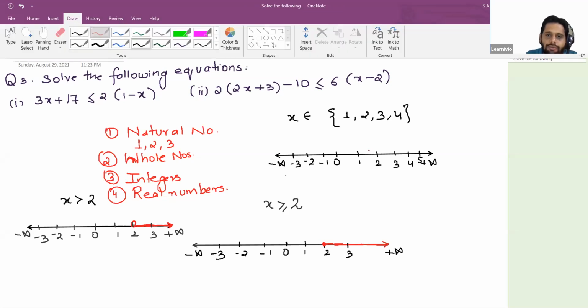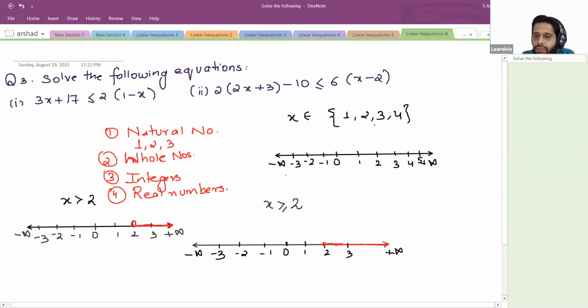Next, our solution is 1, 2, 3, 4. So what we will do, we will darken these points 1, 2, 3, 4, because decimal numbers like 1.2, 1.3 are not included in this. So we will not highlight the complete line. We will just mark 1, 2, 3, and 4, because it's a natural number.